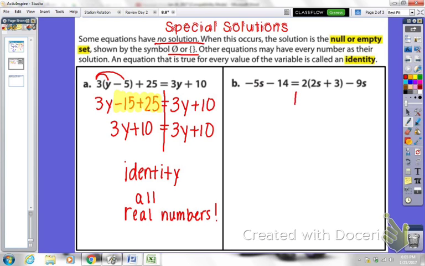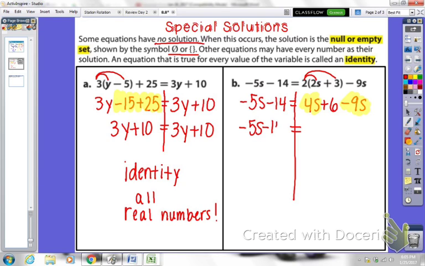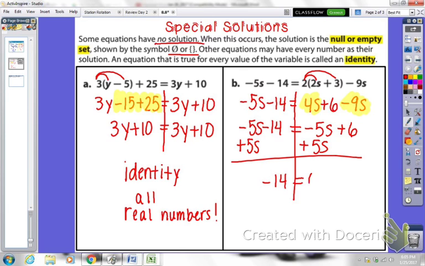On part B, we're going to distribute the 2. So this is 4s plus 6. Bring down, subtract 9s. I'm going to collect my s terms on this side, including that negative sign with the 9s. So you get negative 5s minus 14. On this side, you get negative 5s plus 6. I'm going to continue. I see that the negative 5s is identical, but the 14 and the 6 are not. So if I add 5s to both sides, you get negative 14 is equal to 6.